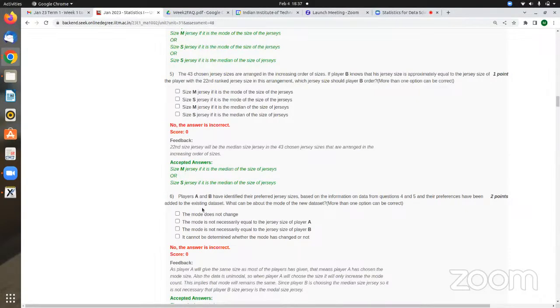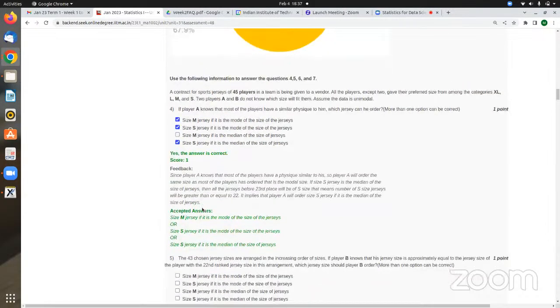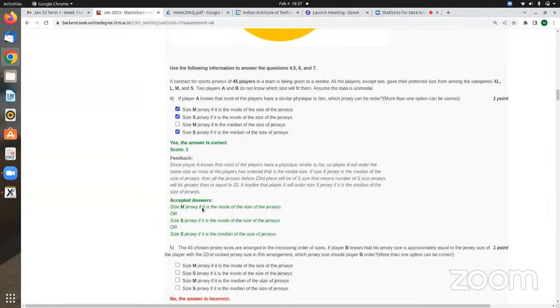But both are correct only, right? No, sir. What is the problem? Sir, if S is the median, that means whatever size is coming before 22 will also be S, because they are arranged in ascending order. While only if the 22nd jersey player is M, then it will become the median, but it won't be the mode.